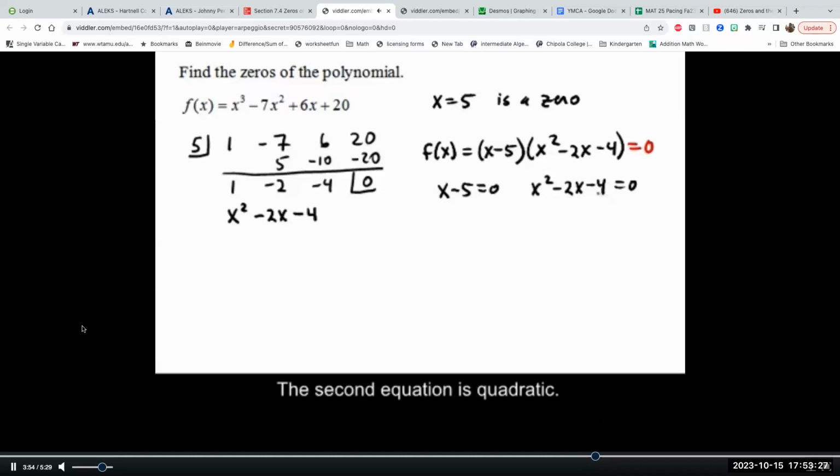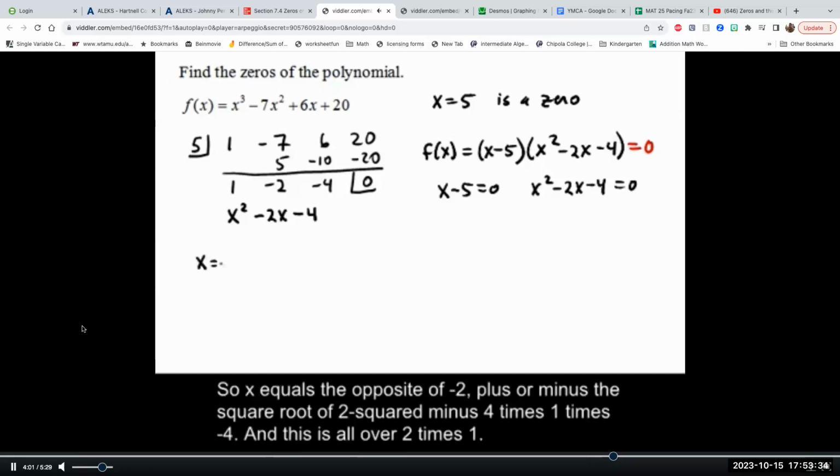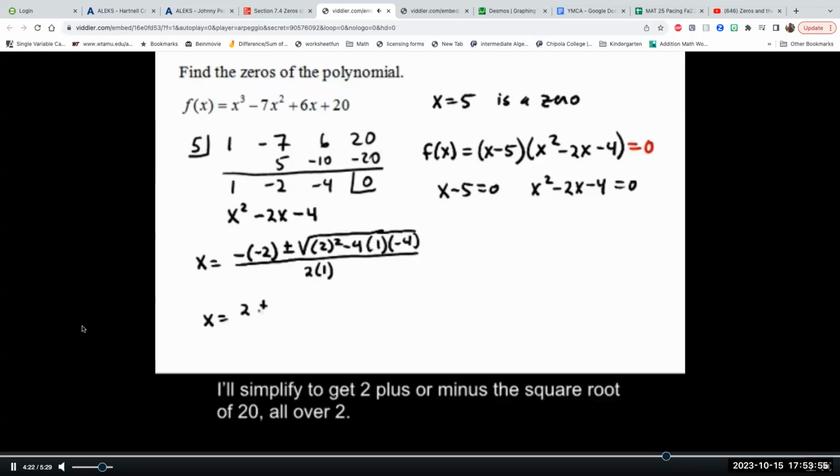The second equation is quadratic. It's not factorable over the integers, so I'll use the quadratic formula. So x equals the opposite of -2 plus or minus the square root of 2 squared minus 4 times 1 times -4, and this is all over 2 times 1. I'll simplify to get 2 plus or minus the square root of 20 all over 2.